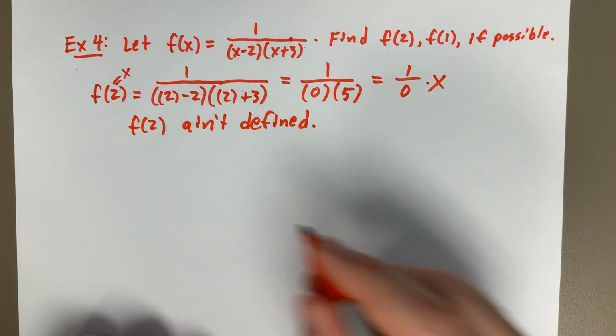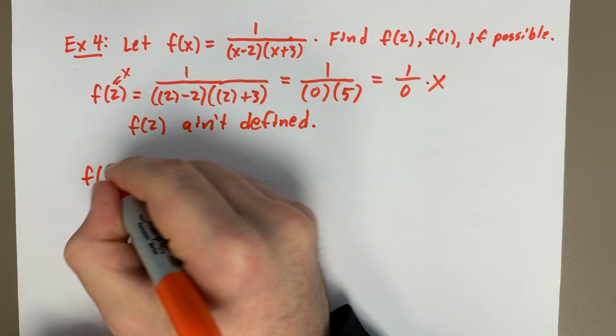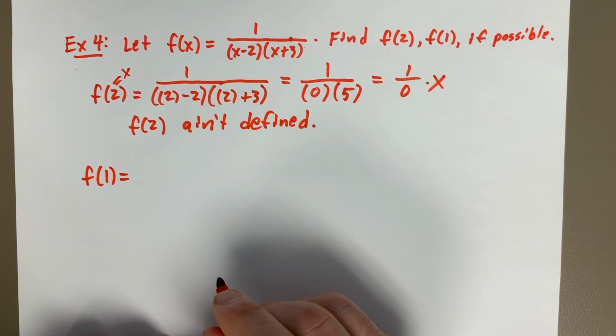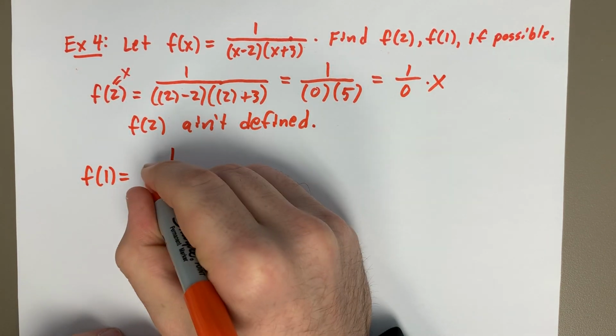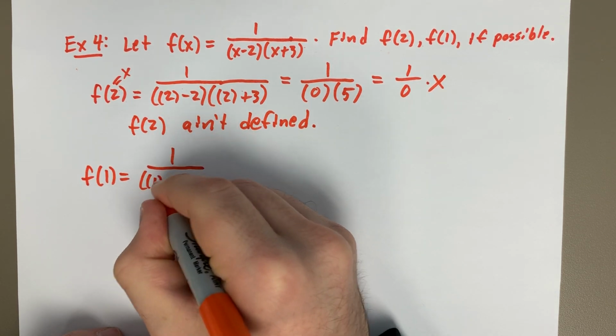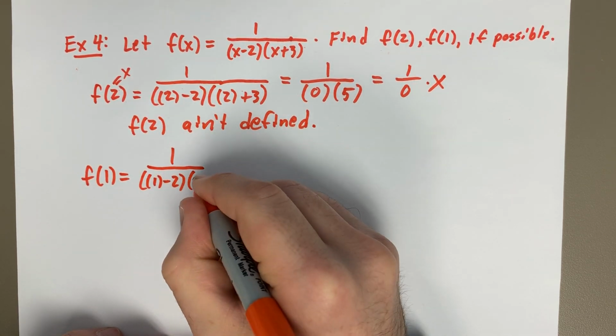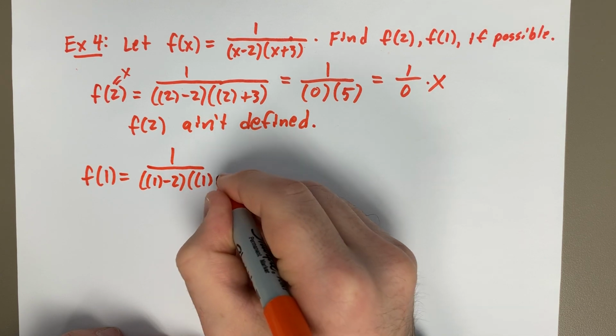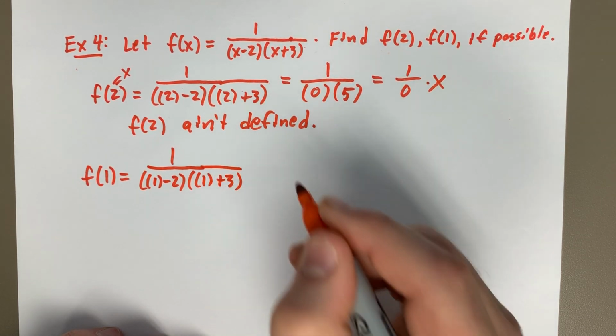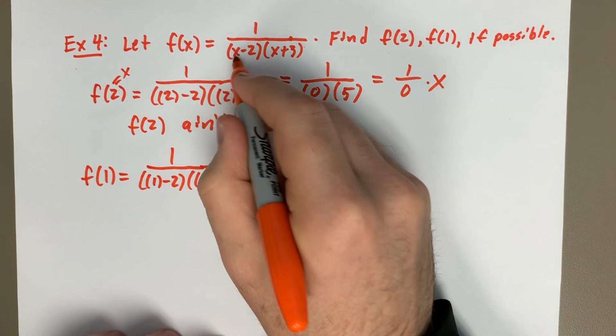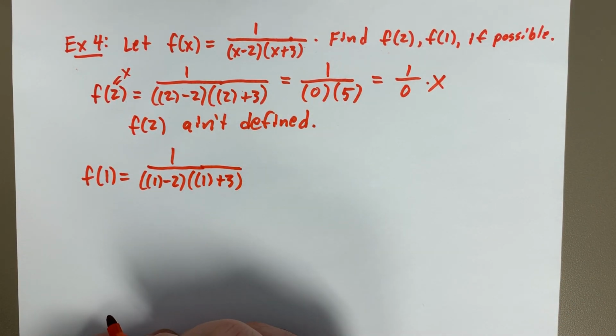All right, maybe we'll get lucky with f of 1. Every place I see an x, I'm going to replace it with a 1. So I have 1 over (1 minus 2) times (1 plus 3). I just replaced all my x's with the input of x equals 1.